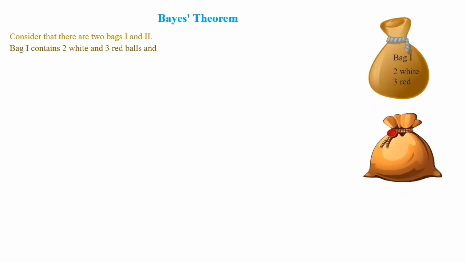Next, we shall discuss the Bayes theorem. Consider that there are two bags, bag 1 and bag 2. Bag 1 contains 2 white and 3 red balls. There are 2 white and 3 red balls in bag 1. And bag 2 contains 4 white and 5 red balls. So 4 white and 5 red balls are there in bag 2.